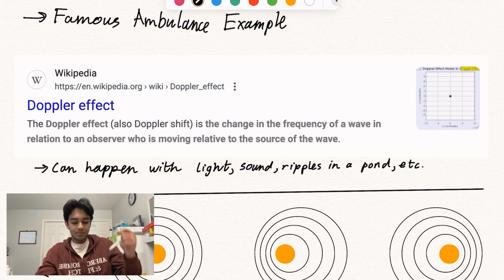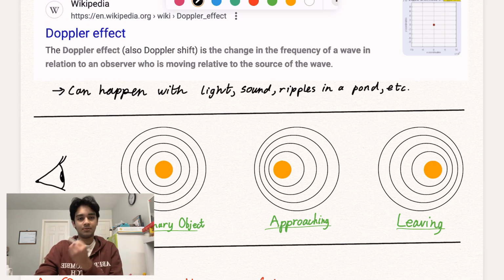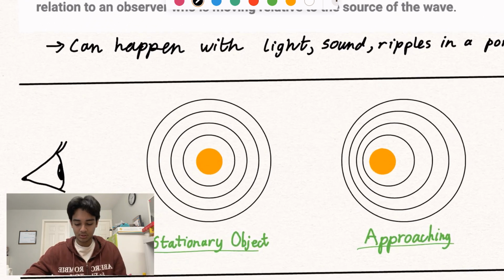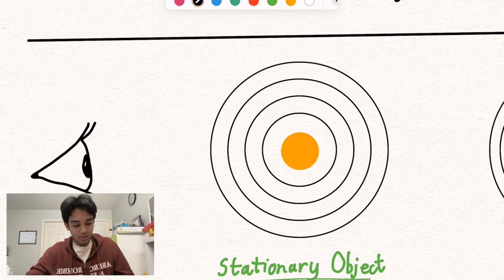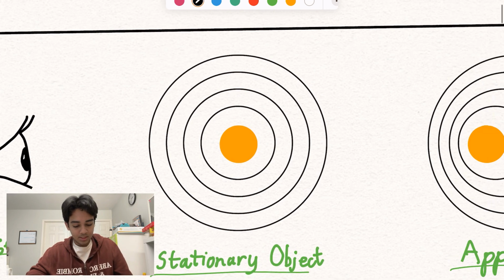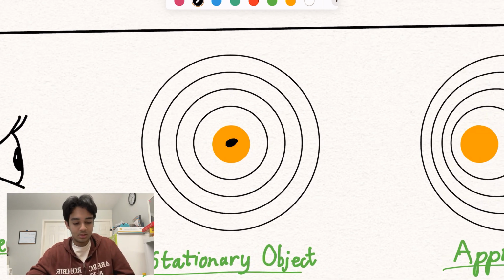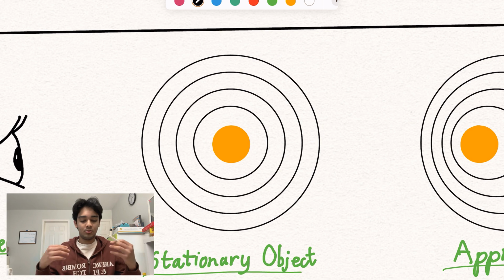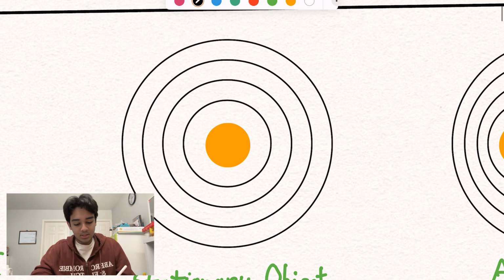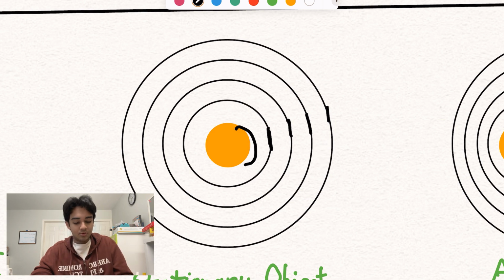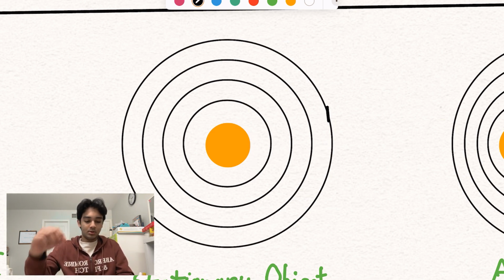Anything with waves. So why does this shift or change in frequency happen? Let's look at it visually. Let's say we have an observer over here. If we have a stationary object, let's say this orange object is what's emitting the light or sound, the waves, a stationary object is going to emit the waves at a constant time period. So this is the first wave, second wave, third wave, fourth wave. It starts from here and it goes outwards, like if you drop a pebble in a pond, it's going to ripple outwards.